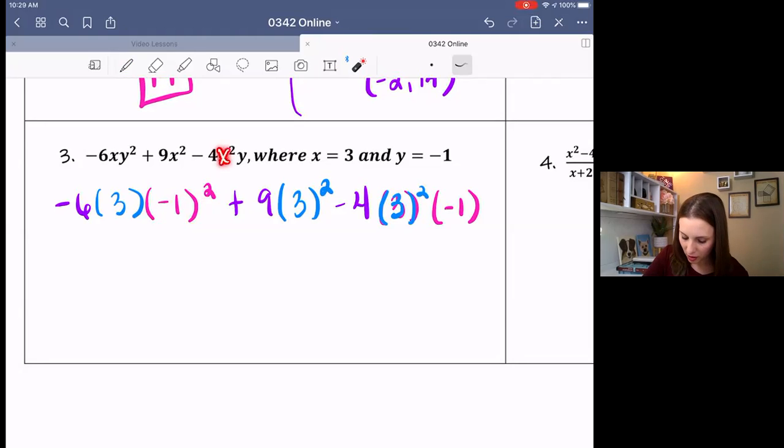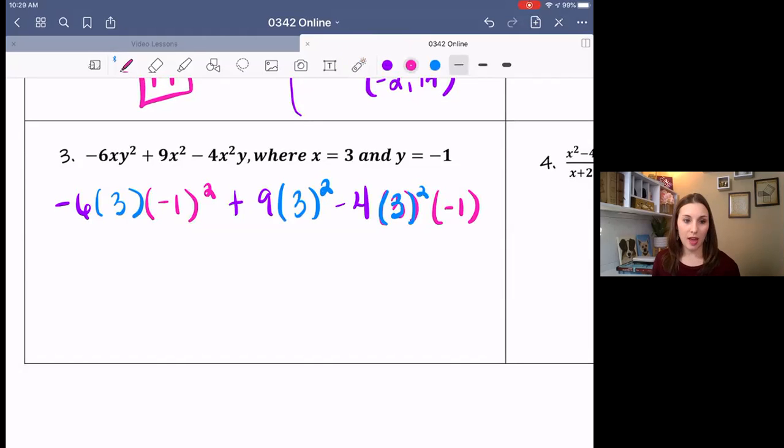So when these are side by side like that, it means multiplication. So x squared y means x squared times y, or xy squared means x times y squared. So that's why I just put everything in parentheses, because when parentheses are side by side like this, it means multiplication. So I like the parentheses.